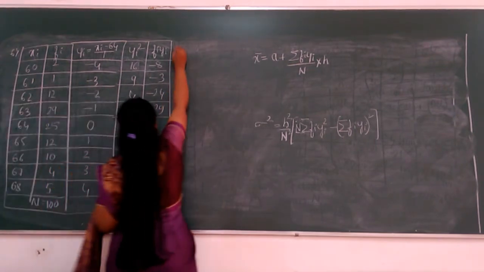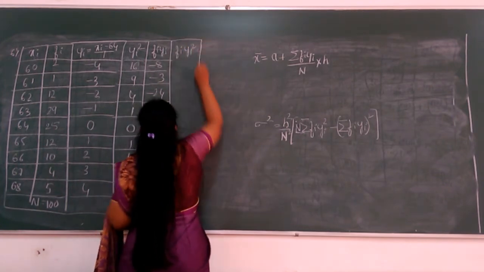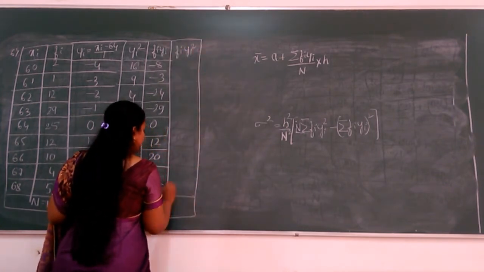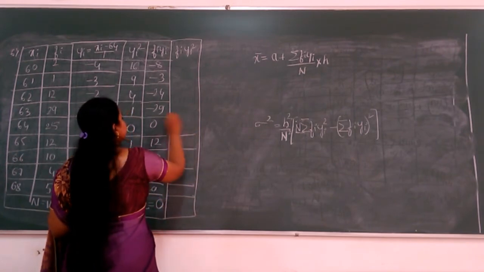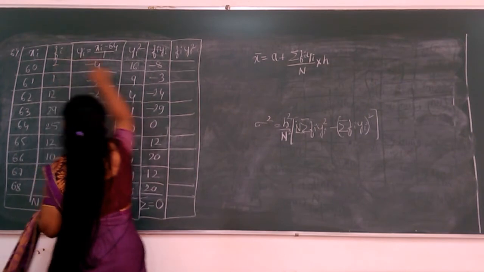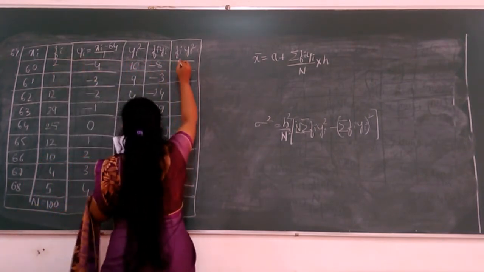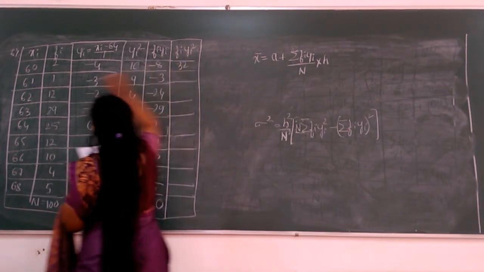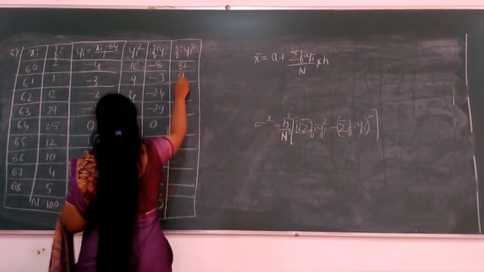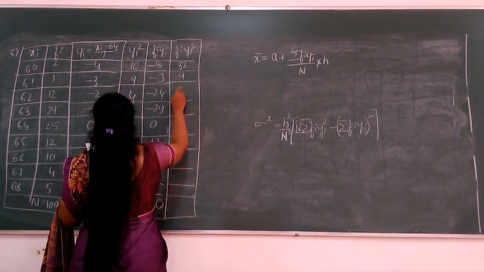After this, our next column will be fi into yi square. This is finally what you need to calculate the variance. Now what we will do is multiply each fi with yi square. That is 2 into 16, 32. 1 into 9, 9. Okay, 12 into 4, it is 48.